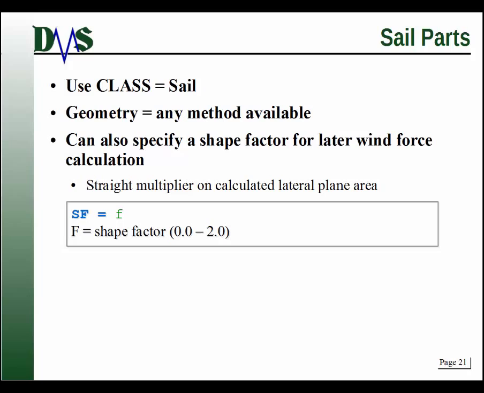And the way GHS actually applies it is this is just a straight multiplier on whatever GHS calculates as your lateral plane area. So, if your lateral plane area was, say, 10 square meters and you had a shape factor of 2, GHS would calculate your wind heeling moment assuming that you had 10 square meters times 2, so 20 square meters. So that's how the shape factor works.